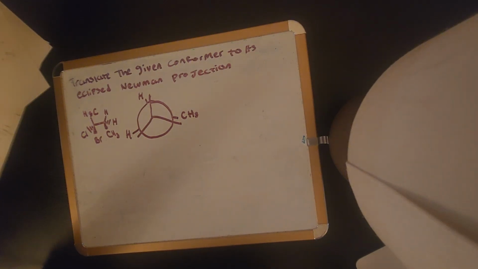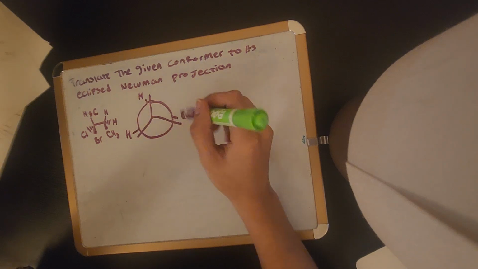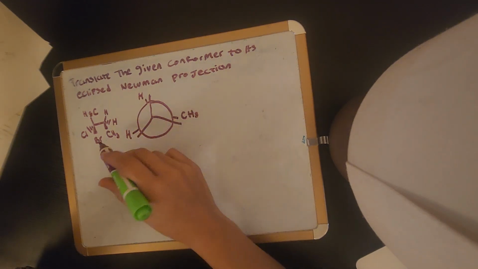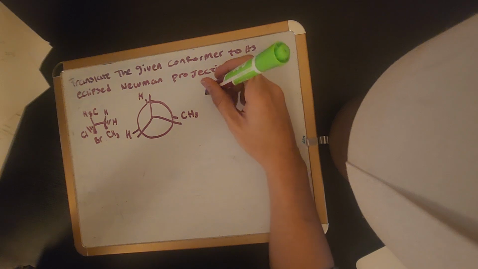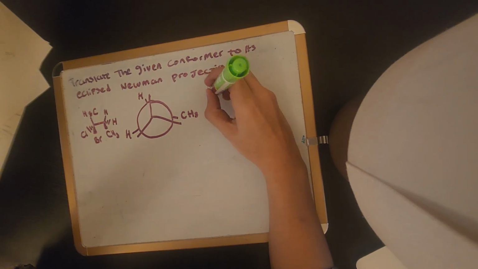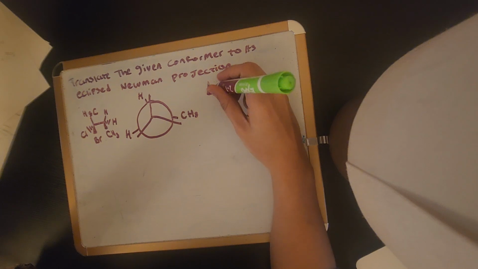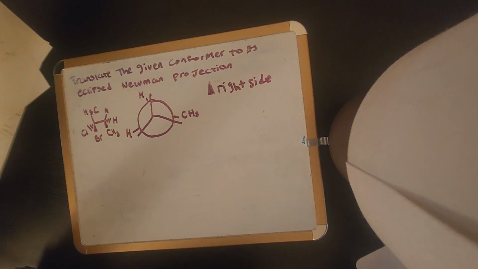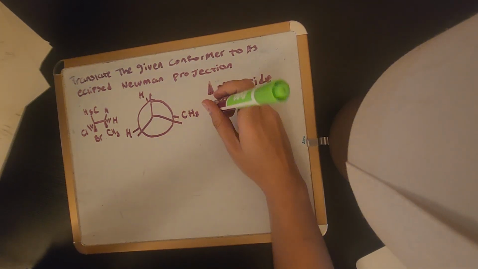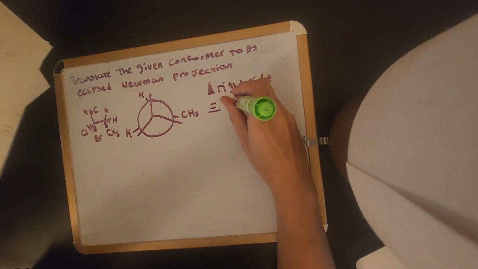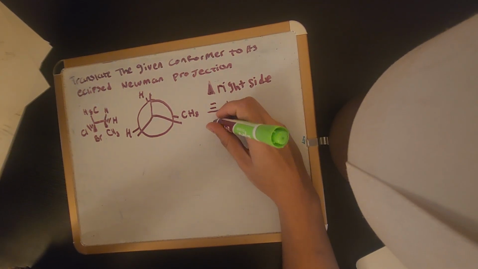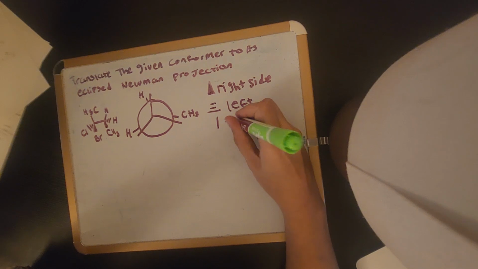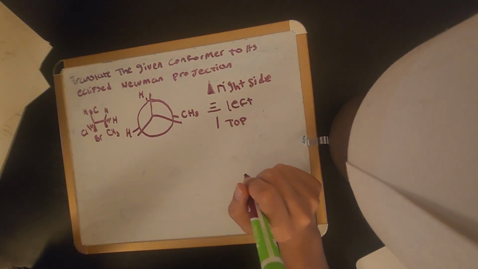The next problem we're going to work on says to translate the given conformer to its eclipsed Newman projection. They've already started the Newman projection. And the thing about Newman projections is when you have a wedge, this is going to be placed on the right side. When you have a dash, this is placed on the left side. And when you have a line, this is placed on the top, or the bottom.